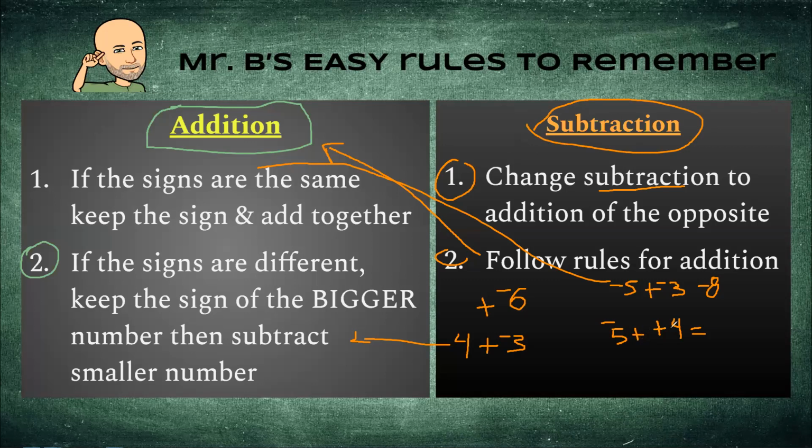-5 minus -4 becomes -5 plus +4, which is, following this rule over here, subtract the smaller from the bigger, keep the sign of the bigger one. 5 is bigger, and I'm subtracting 4 from 5, -1.